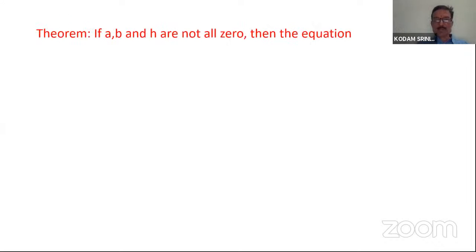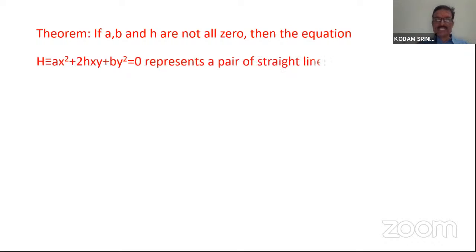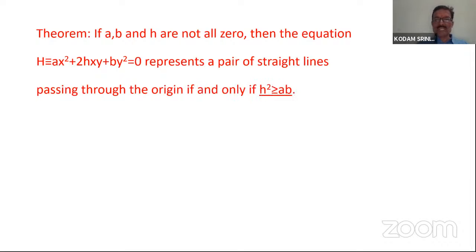Let us discuss one theorem. If a, b and h are not all 0, then the equation S equals ax square plus 2hxy plus by square equal to 0 represents a pair of straight lines passing through the origin if and only if h square greater than or equal to ab. So it is also an important theorem. Therefore, let us prove this theorem.